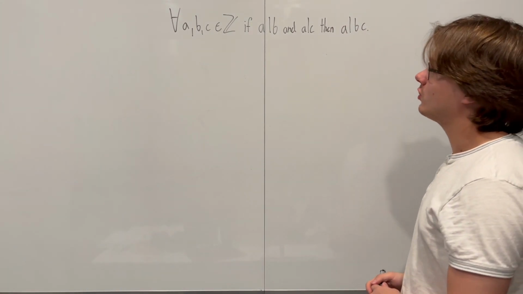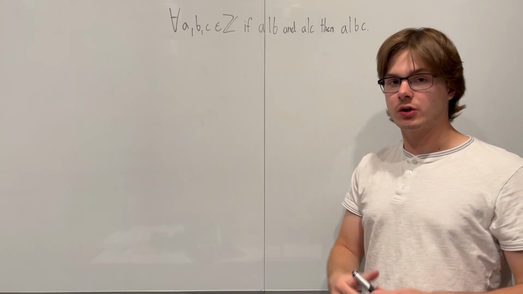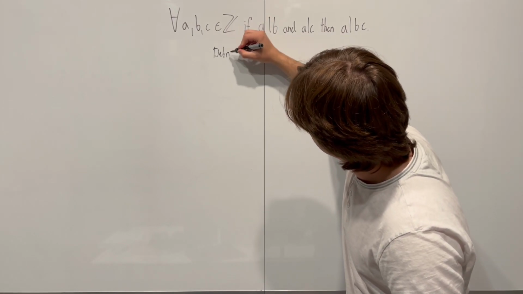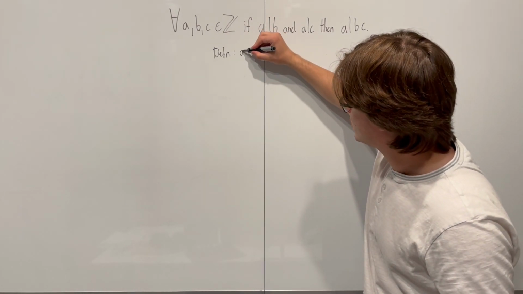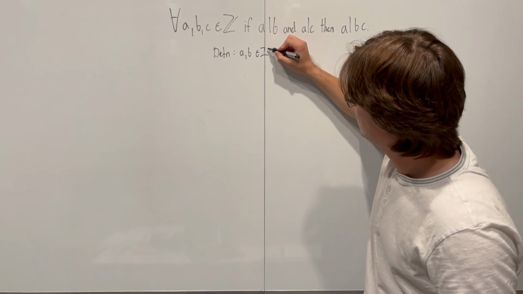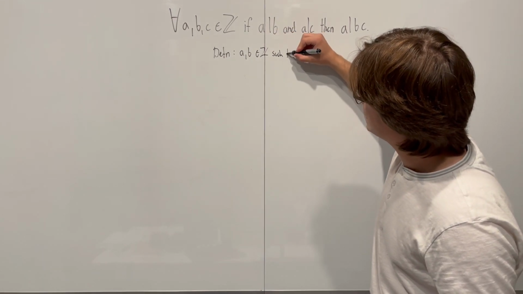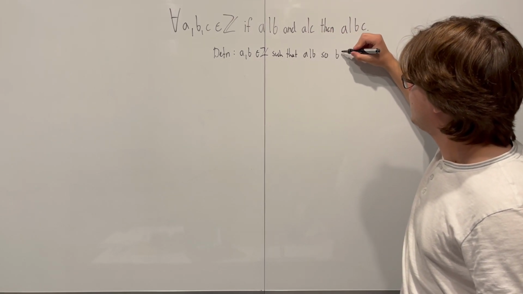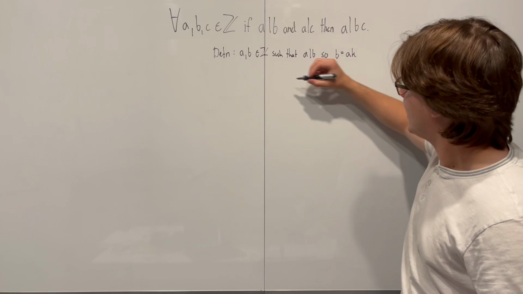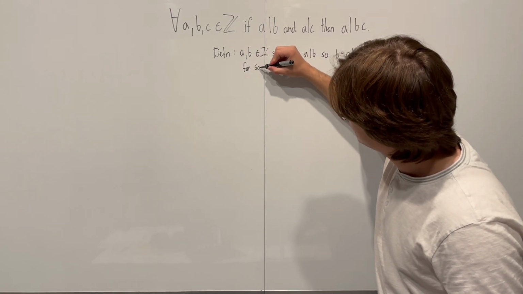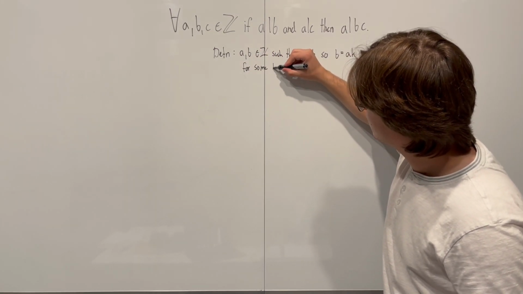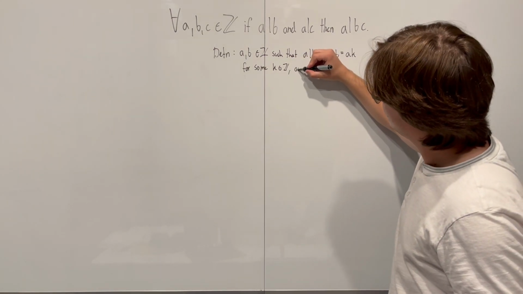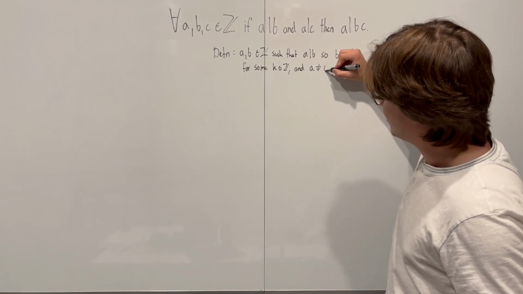Before we start our proof, we obviously need the actual concrete definition of divisibility, which is that for any 2 integers, let's say a and b, a divides b if b can be written as a times k for some integer k. And the last condition that people always forget: a cannot be 0.